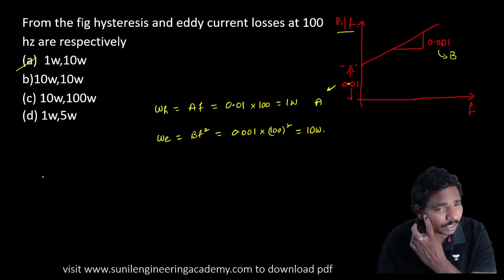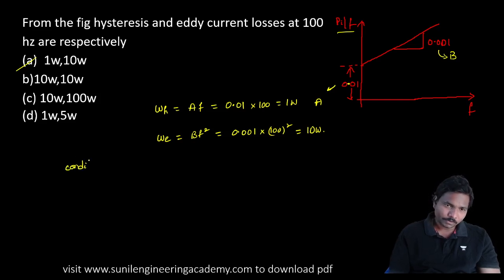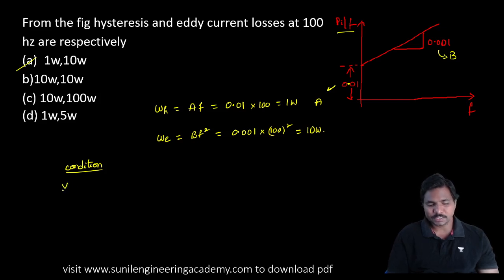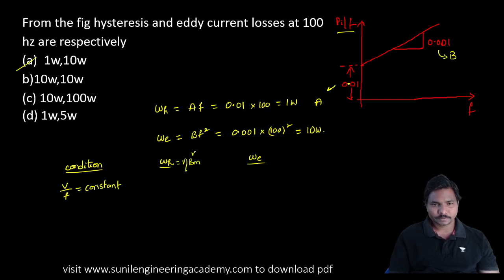Let us take a small table. I think all of you know about this, but still I want to give the condition: whenever the B max is constant, I mean V by F is constant, what about the hysteresis losses and the eddy current losses? We know the hysteresis losses formula: eta into B max power x into F into volume. Eddy current losses, all the terms are in square terms: B max square, F square, and thickness of lamination T square.